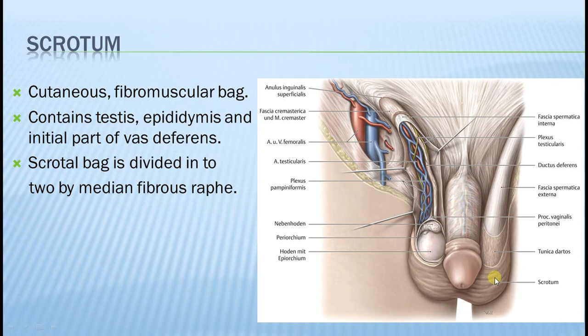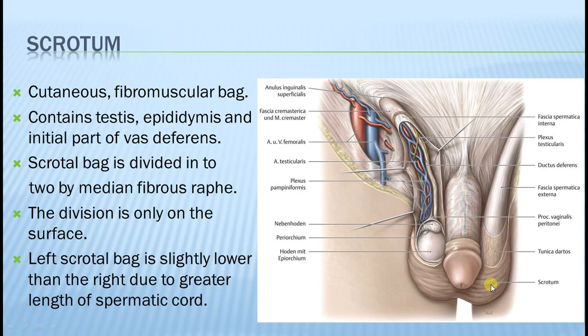So now if you look, the left scrotum is slightly lower than the right one. This is because the spermatic cord on the left side is longer. Okay, due to the length of the spermatic cord on the left side, which is slightly longer than the right side. Now, each scrotal bag has its own set of coverings. The skin actually is continuous on either side, but there is no very well built septum or something like that to completely divide the two scrotal sacs.